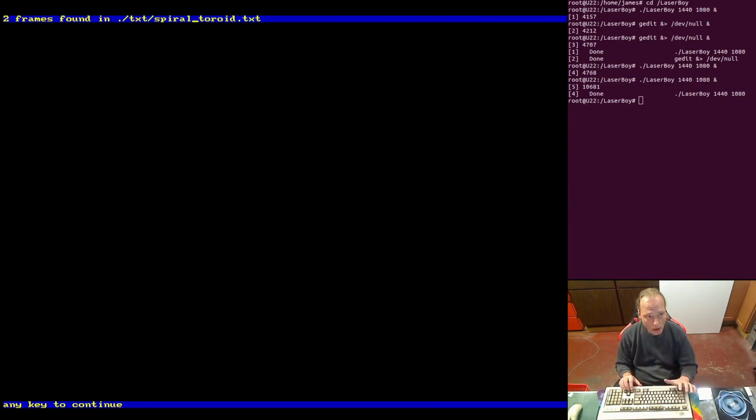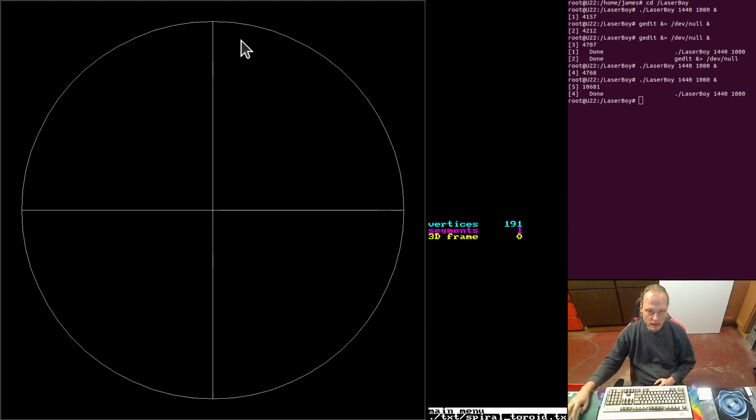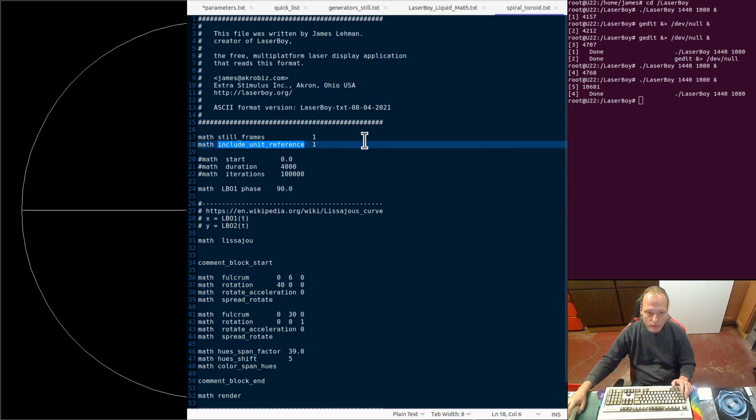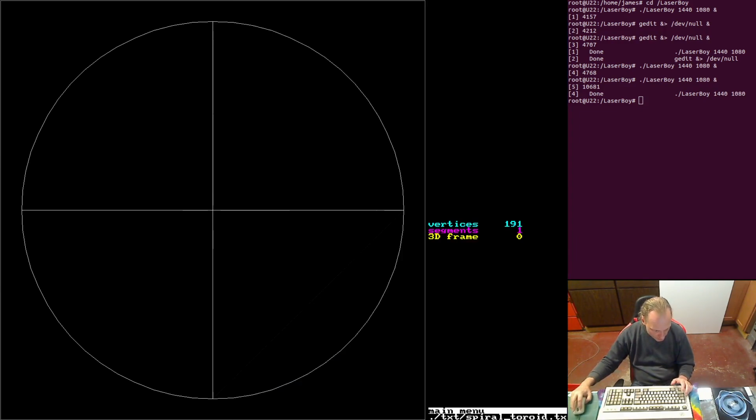Spiral. Right. Now this, as we said, is the unit circle, and the reason that it's there is because we said include the unit reference. If this was not true, we simply wouldn't get that frame. But we said it's true, so we get this frame. So now we know the size of space that we're looking at, right?